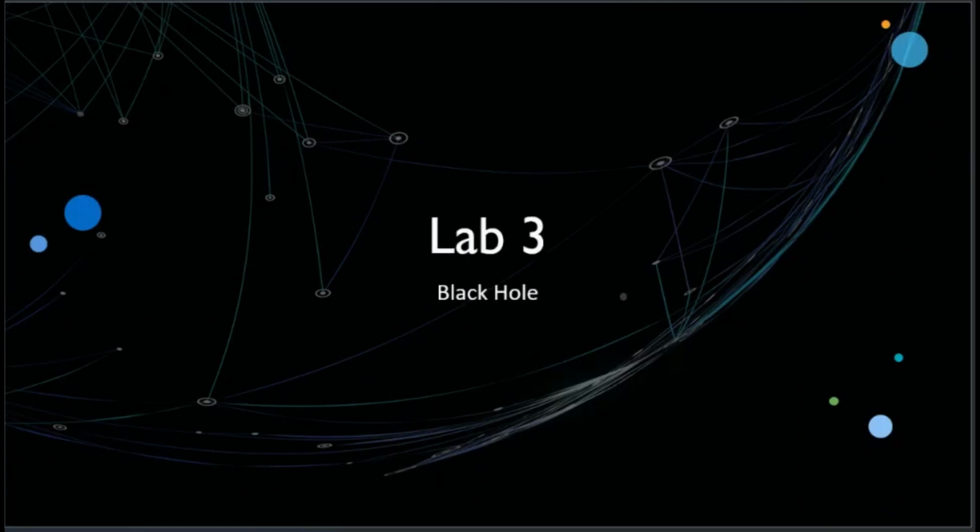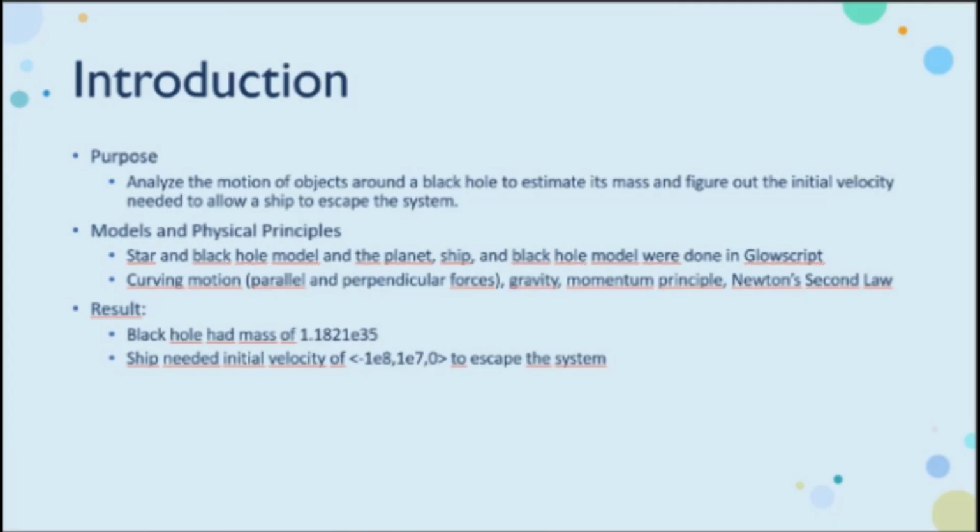This is Lab 3, Mass of a Black Hole. The purpose of this lab is to analyze the motion of objects around the black hole to estimate its mass and figure out the initial velocity needed to allow a ship to escape the system.